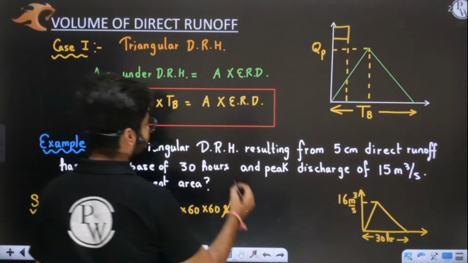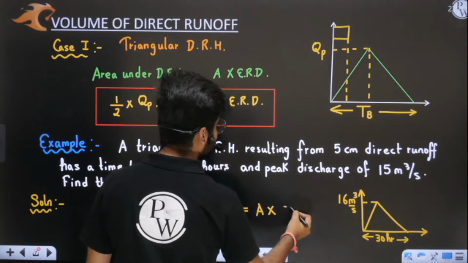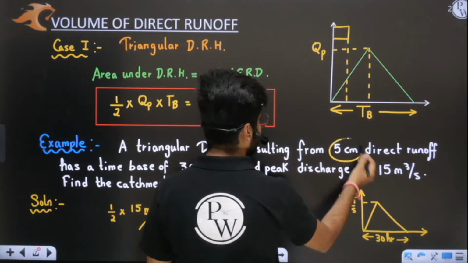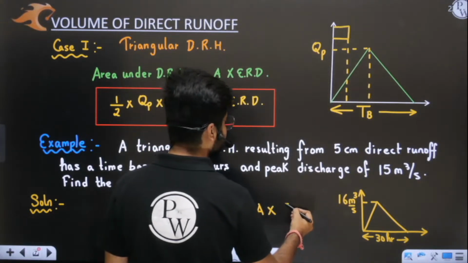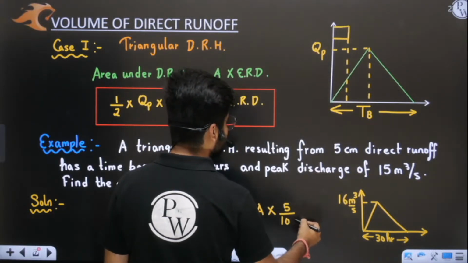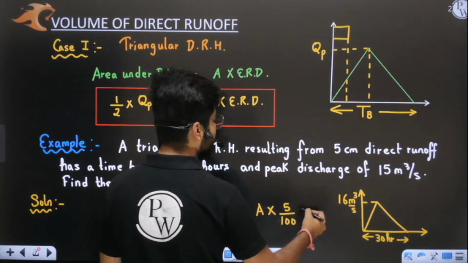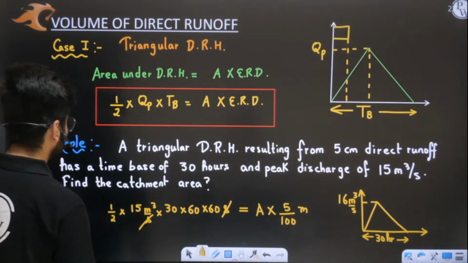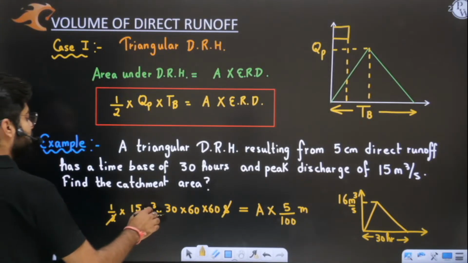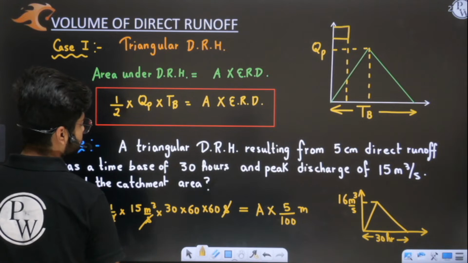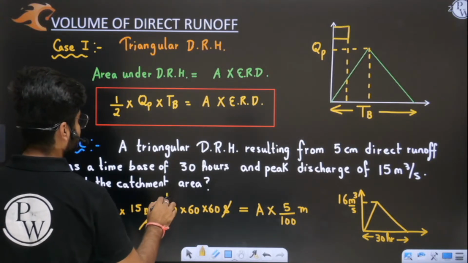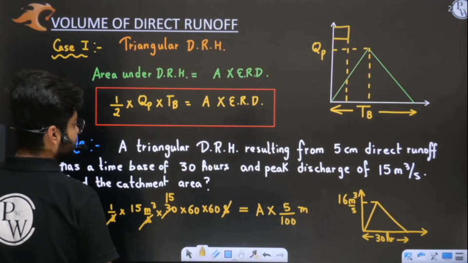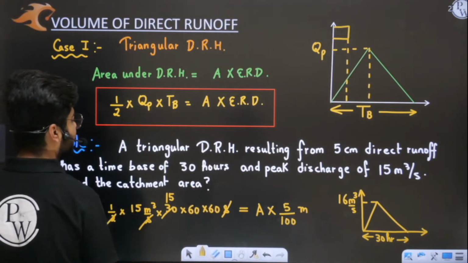Now equate it to catchment area into effective rainfall depth. Effective rainfall depth is 5 centimeter in the question, so you have to convert it into meter. To convert centimeter into meter, you divide it by 100. Now you have to solve it. This will be 15 into 15 into 60 into 60 multiplied by 100 divided by 5.